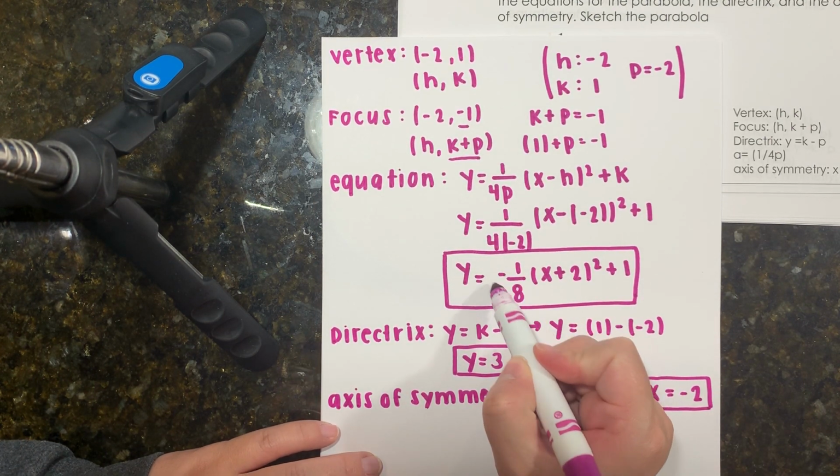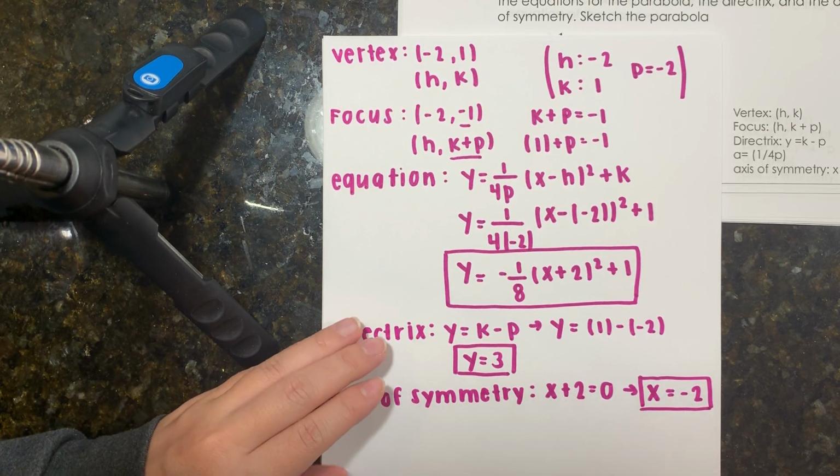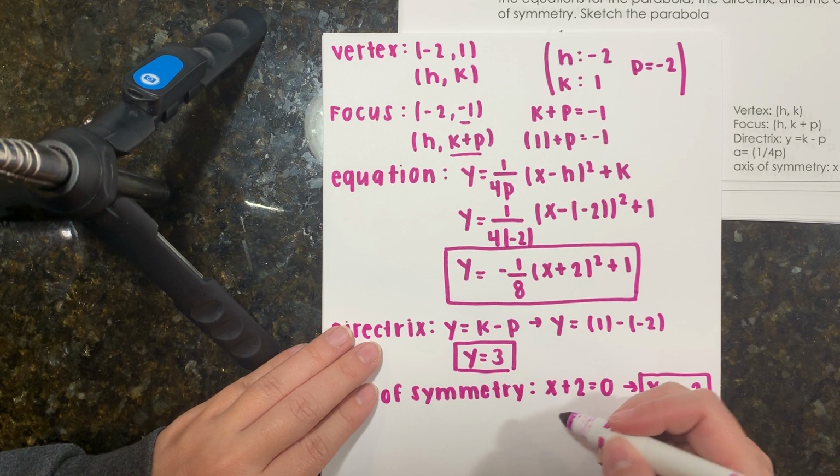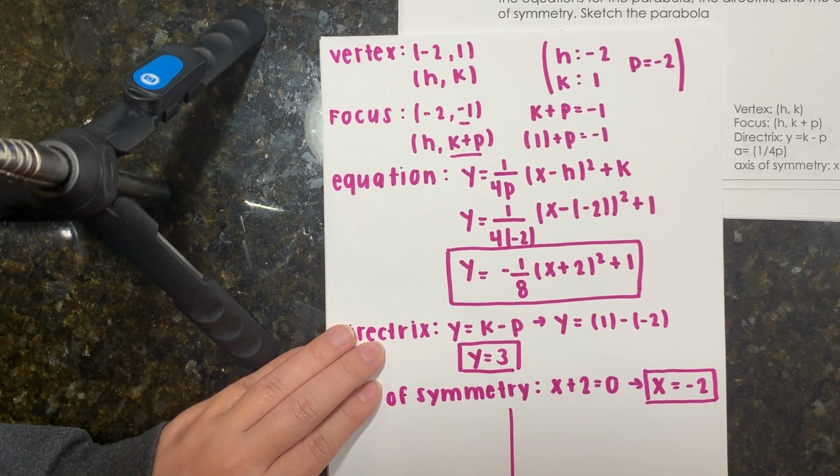This negative sign tells me that it's going to be a sad face parabola, so it's going to open down. And then I'm just going to plug in what I am given. And this doesn't have to be perfect. I'm not looking for a perfect parabola by any means. So I'm going to draw my thing. So this would be 1, 2.